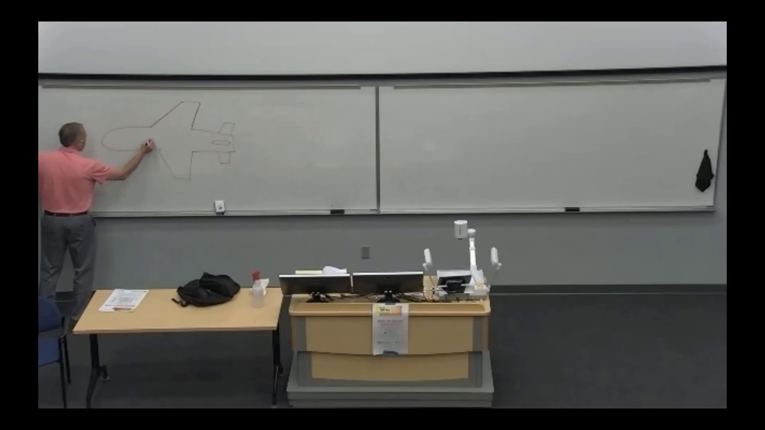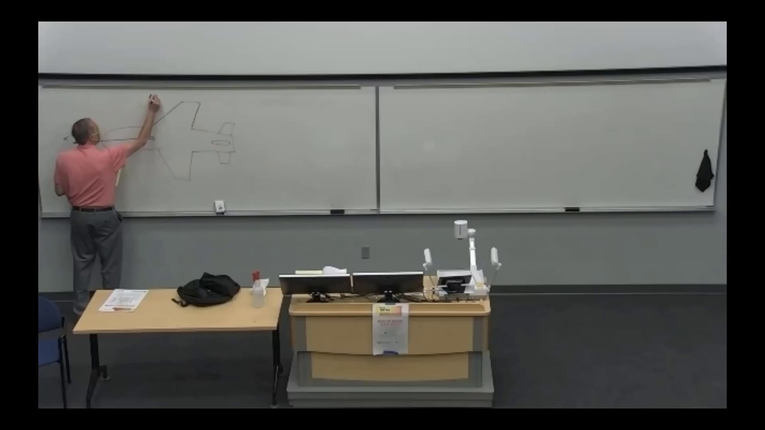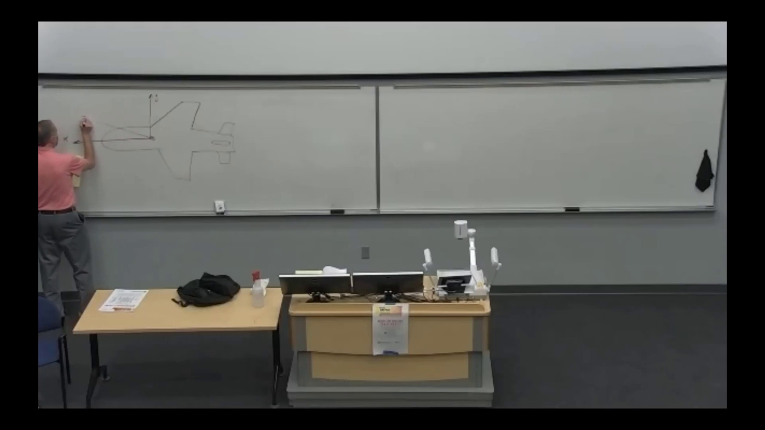The x-axis is at the front, y-axis like that, and the velocity vector of the airplane, draw not necessarily straightforward, but at an angle like that, and it has components U, V, and W in the X, Y, and Z directions.